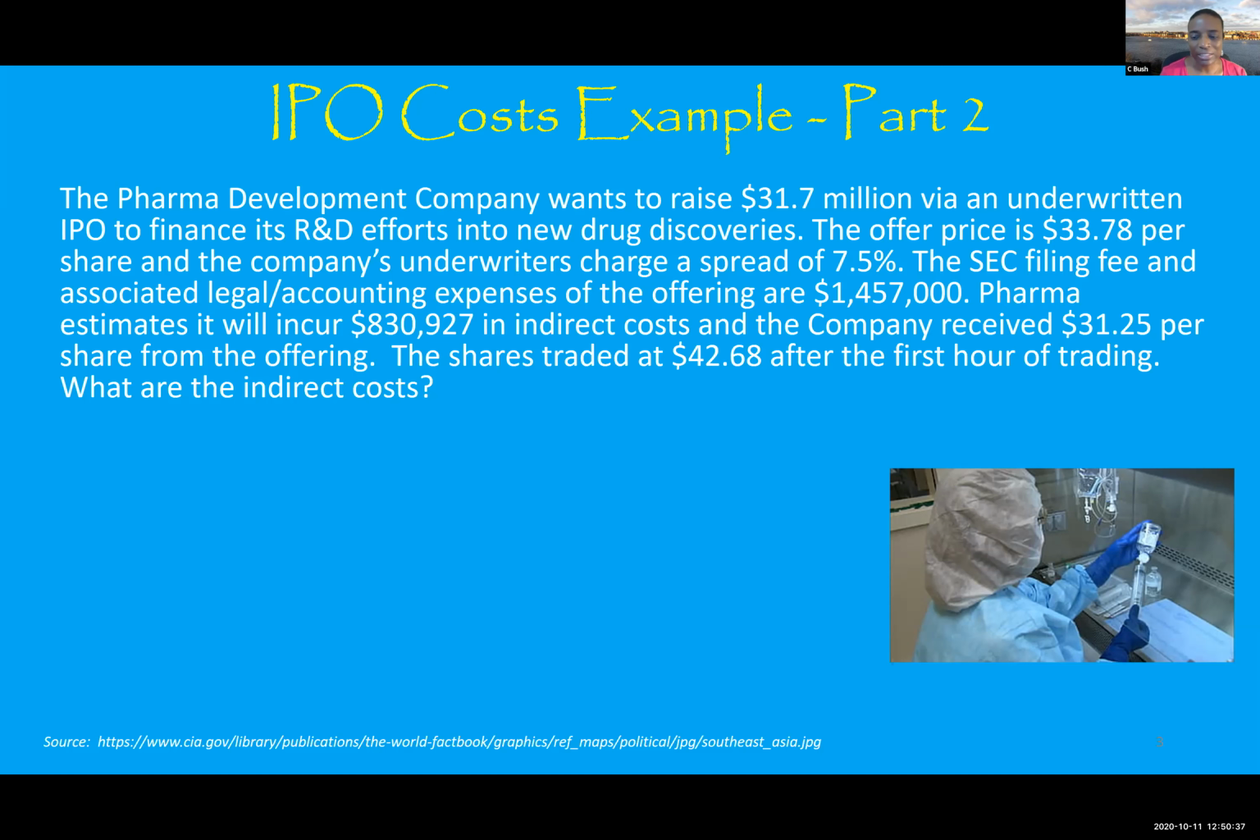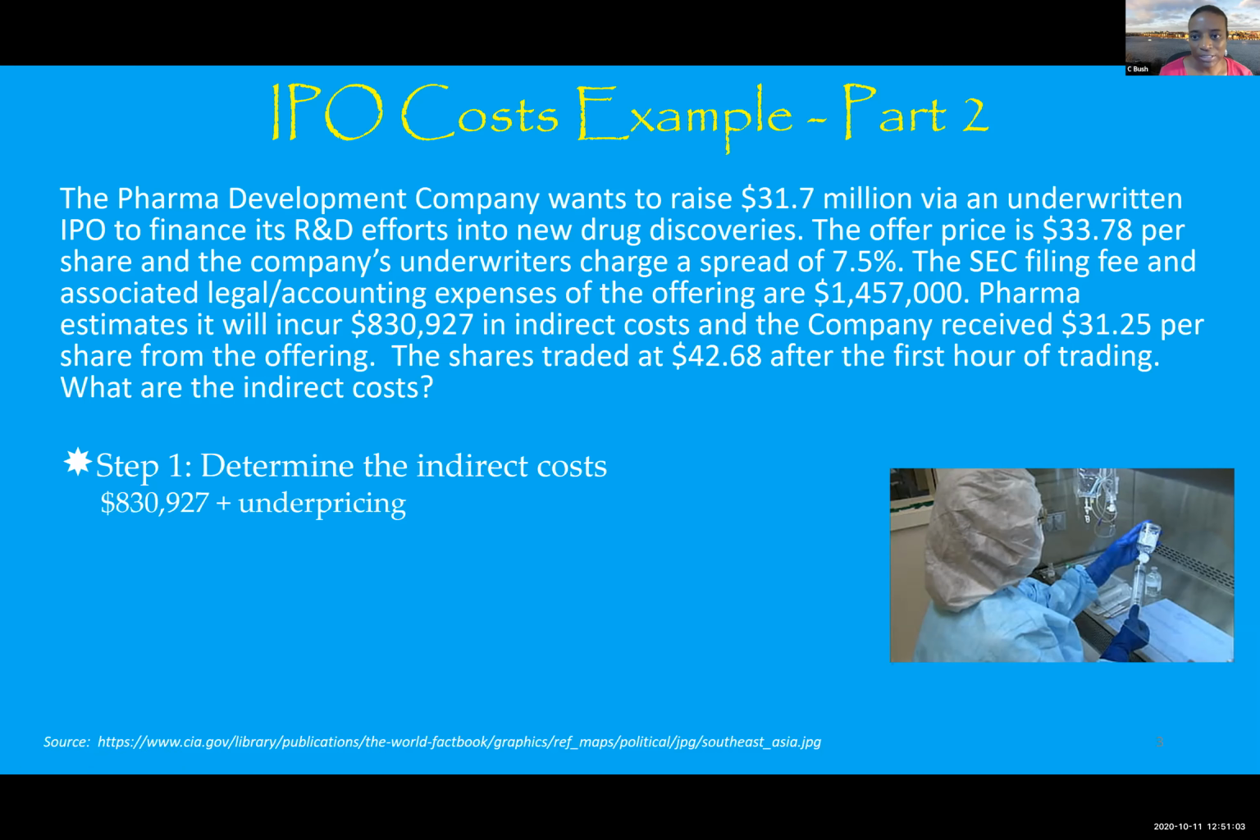Keep in mind, the indirect costs are costs that the company is going to incur, but they don't always write a check for them, and they can be hard to calculate. So in the real world, we don't spend a lot of time talking about all the indirect costs because they're just too difficult to estimate. But you can estimate some. So I'll just show you this example.